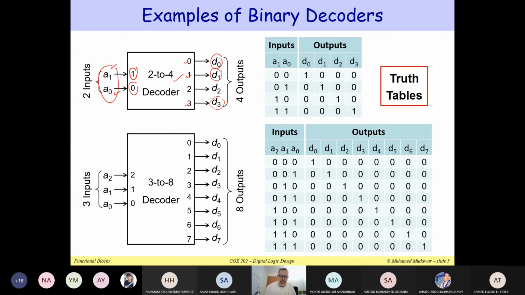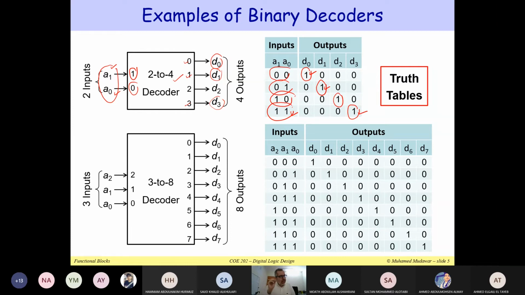Notice that the inputs here can be 0 0, 0 1, 1 0, and 1 1. These are the 4 possible combinations. And therefore, only one of the outputs is equal to 1. So this is the truth table, and you can see the 1 appears along the diagonal. So if the input is 0 0, you get D0 equal to 1. If it is 0 1, you get D1 equal to 1. And if it is 1 1, you get D3 equal to 1.